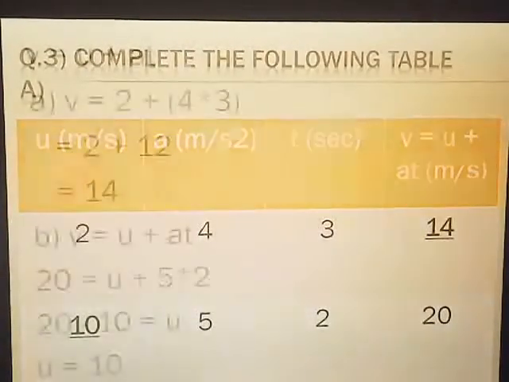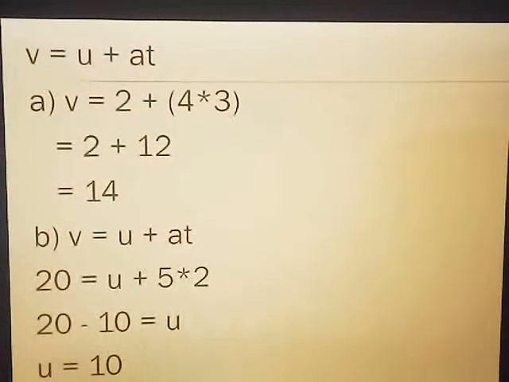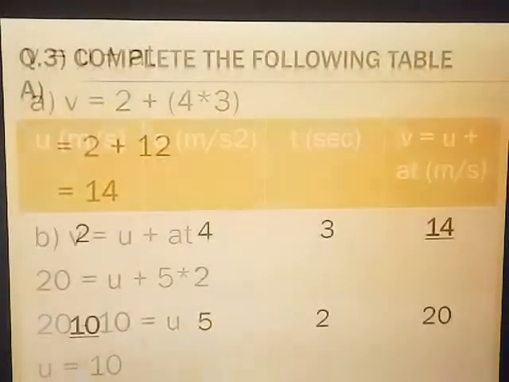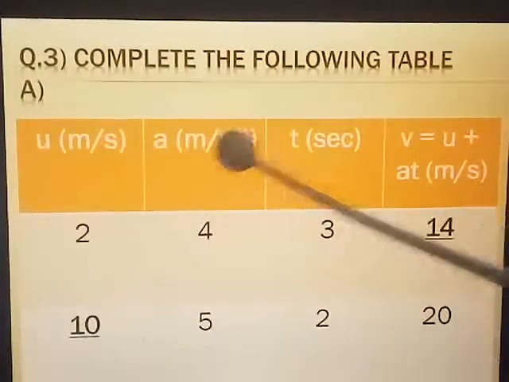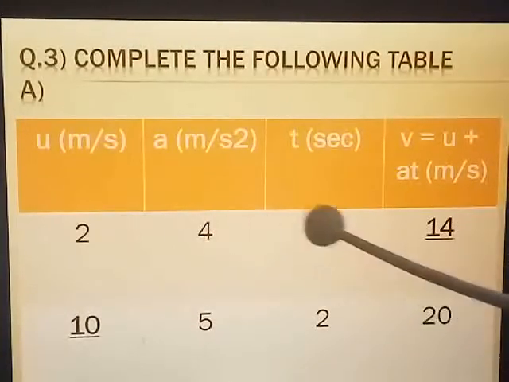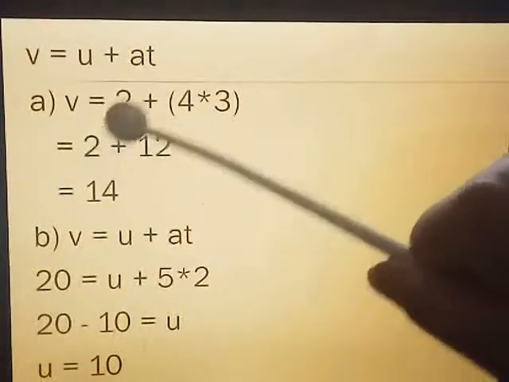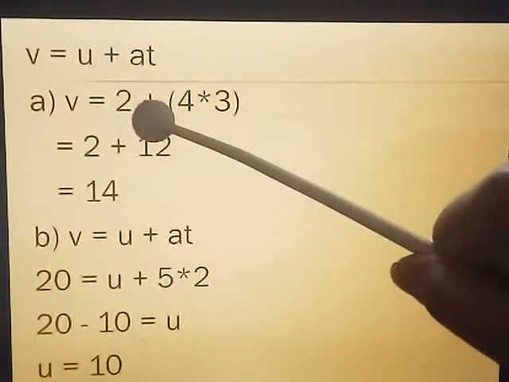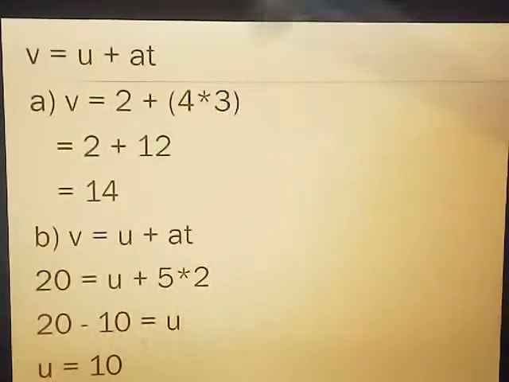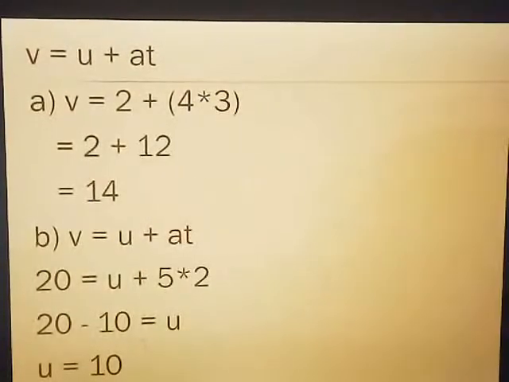So let's move towards the first one. You know you have to find the value of v. Let us check whether they have given the values of u, a and t. They have given the value of u as 2, a and t are 4 and 3. So u will put as 2 plus a is 4 multiplied by 3. So 2 plus 4 3s are 12. Answer comes out to 14.